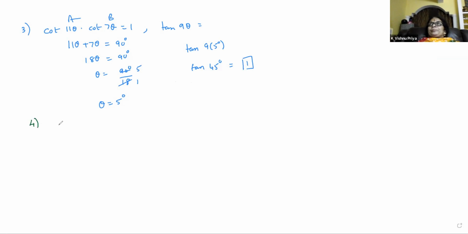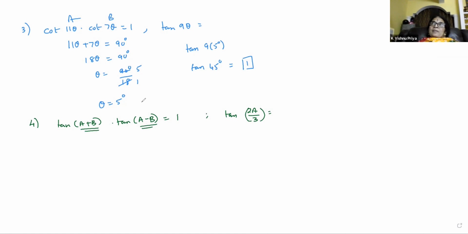Question number 4. Tan of (A plus B) into tan of (A minus B) is equal to 1. Your work is to find tan 2A by 3. What's the value of this? Let's do it together. When I say tan(A plus B) into tan(A minus B) is 1, what does that mean?